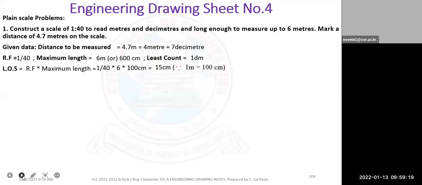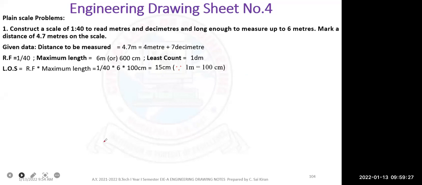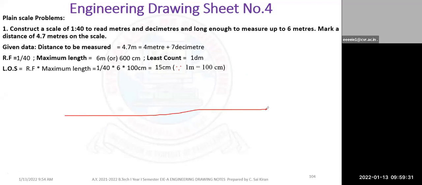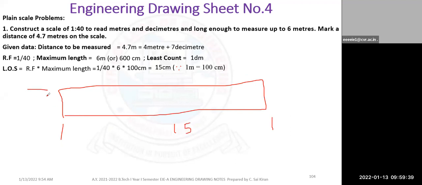Okay. So what is the next step? You got LOS, RF, distance to measure. What is the next step? We have to draw a line of 15 centimeters. Yeah, you have to draw the LOS line and create a rectangle ABCD. And this AB distance is 15 centimeters. And this height you can take 5 or 10, your wish. Mark the labeling as ABCD.